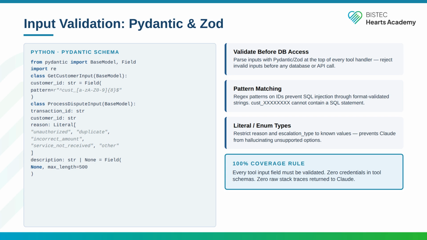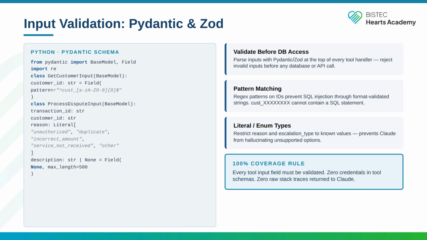If Claude passes an invalid ID, Pydantic raises a validation error before your select query runs. You catch that error and return is error true with the field level message. No database connection was ever opened. The process dispute input model shows several important patterns together.